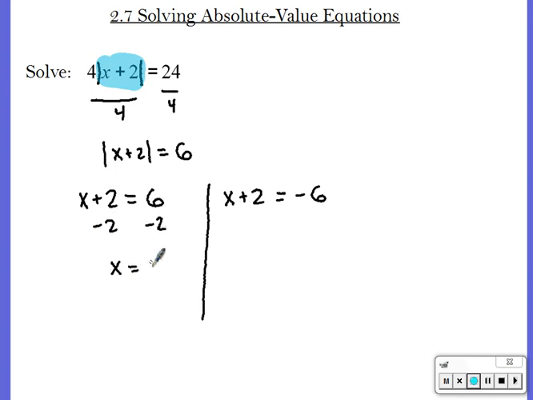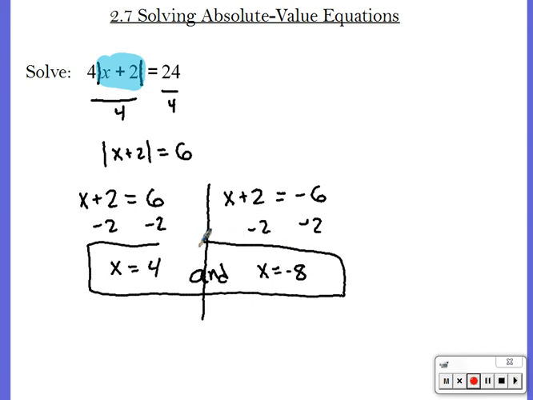So here we get x is equal to 4, and here we get x is equal to negative 8. And again, we're always doing opposite operations. So you have two answers here: x is equal to 4, and x is equal to negative 8. We're adding 2, so we do the opposite. We subtract 2.